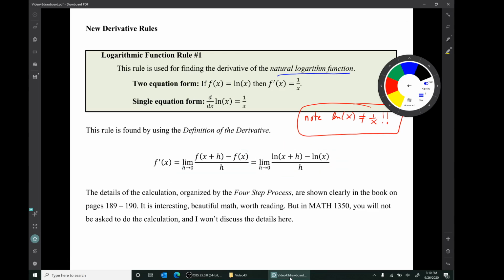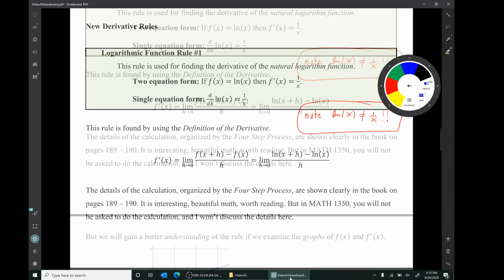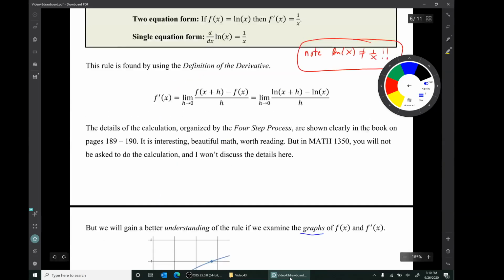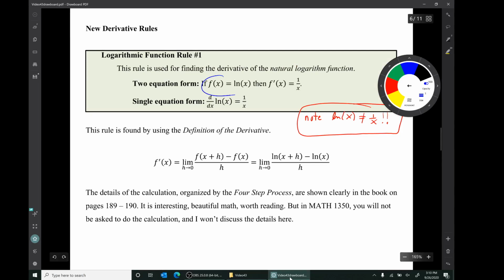In the book they have the calculation shown on pages 189 to 190, and they use the four-step process, and it's very interesting to read. You won't be called upon to do that calculation in Math 1350, so I won't discuss the details here. But it is worth discussing why that rule makes sense. So we'll gain a much better understanding of that rule if we examine the graphs of f of x and f prime of x. So remember what the rule says. The rule says if f of x is ln of x, then f prime of x is 1 over x.